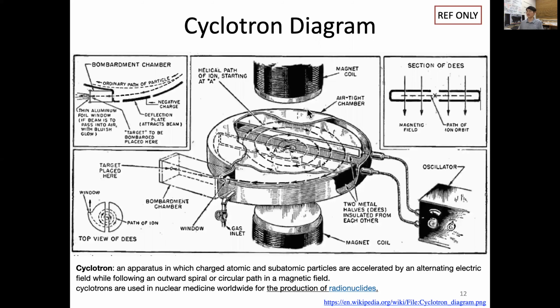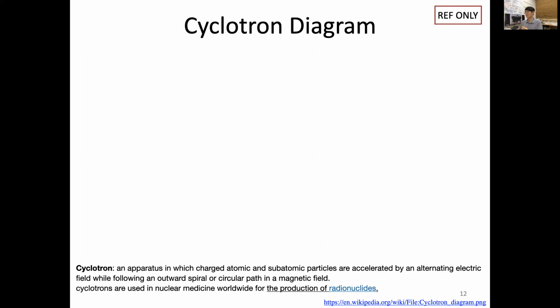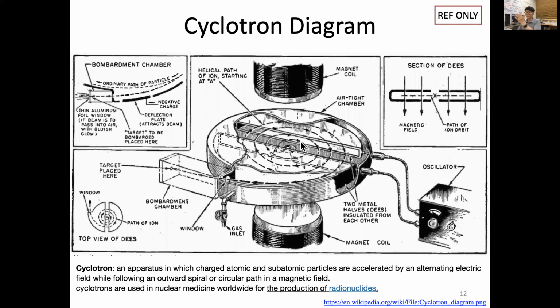So this is a diagram. Inside here, a charged particle starts, and these 2 electrodes alternately generate an electric field to accelerate the particle from here to here. It gains its kinetic energy. That's why it gets a bigger radius. And then eventually it is accelerated fast enough to hit the target and produce radionuclides. So, a thin aluminum foil window. All right, and for this, we need a huge magnetic coil up and down.